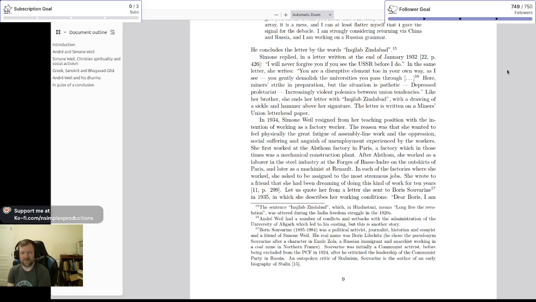In 1934, Simone Weil resigned from her teaching position with the intention of working as a factory worker. The reason was that she wanted to physically feel the great fatigue of assembly line work and the oppression, social suffering, and anguish of unemployment experienced by the workers. She first worked at the Alstom factory in Paris, a factory which in those times was a mechanical construction plant. After Alstom, she worked as a laborer in the steel industry at the forges of Basse-Indre on the outskirts of Paris, and later as a machinist at Renault, as in the car company, I believe.